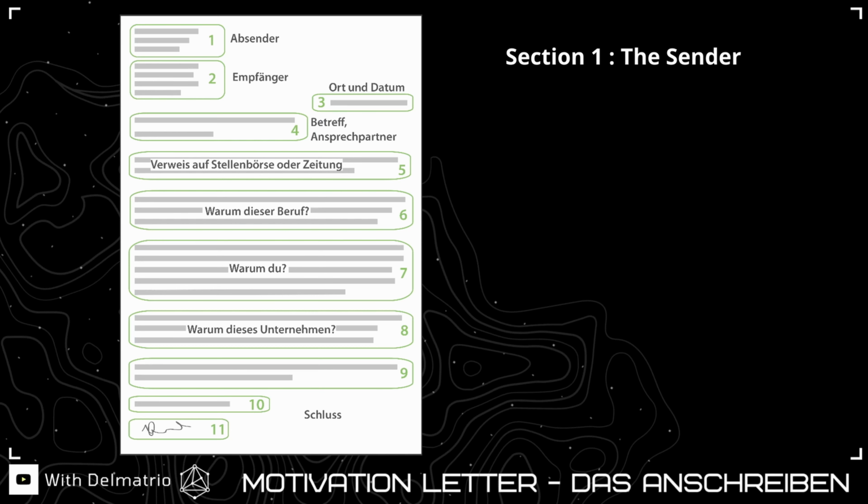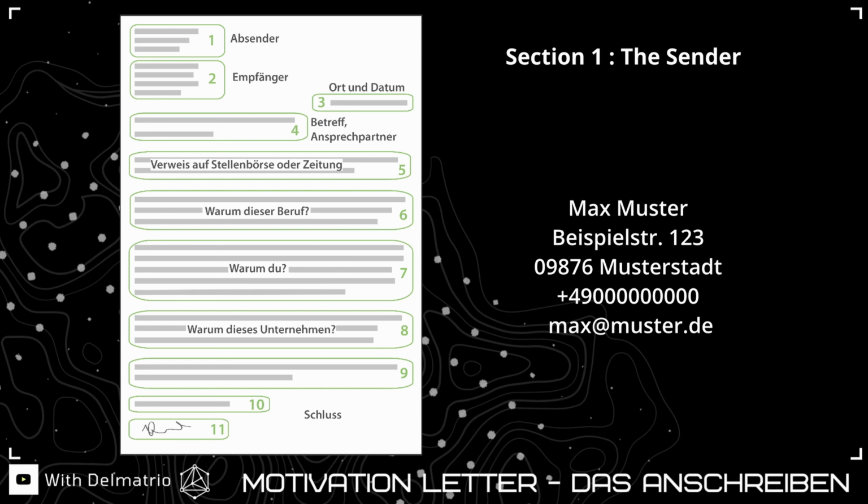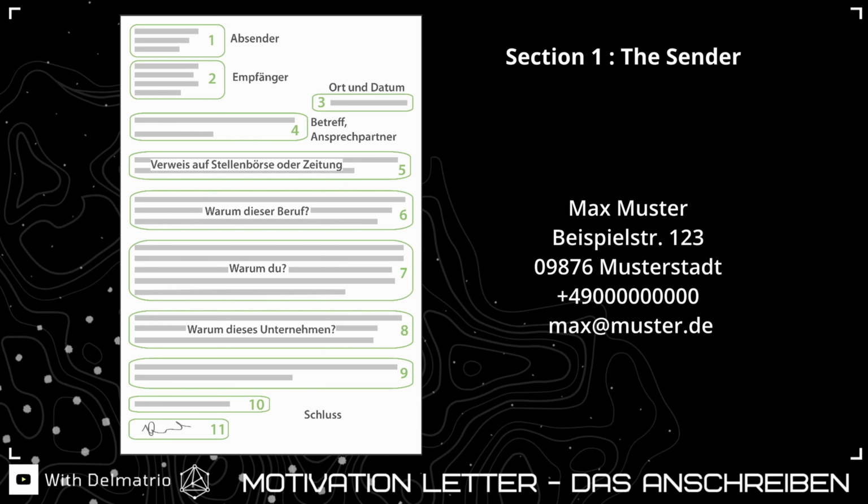And here is an example of what to write. For example, Max Muster is the full name, and then you write the address, starting with the street, Beispielstraße, and you write the house number, 123 for example. Under that you put the zip code of your city, 09876, and the city name, Muster Stadt. Under that you can add your phone number and make sure to include the country code, especially if you are outside of Germany. Then you can put your email address.